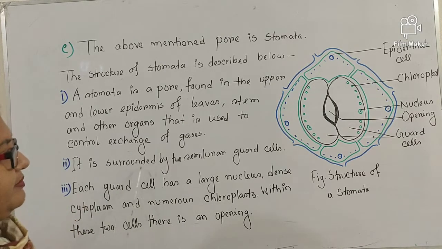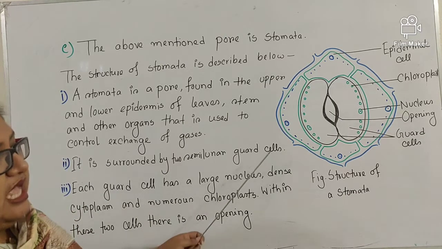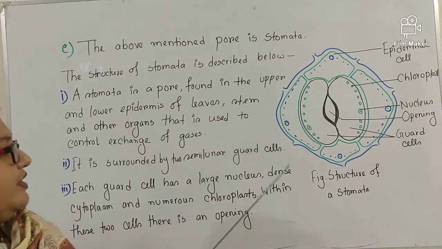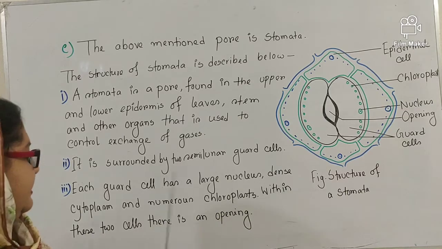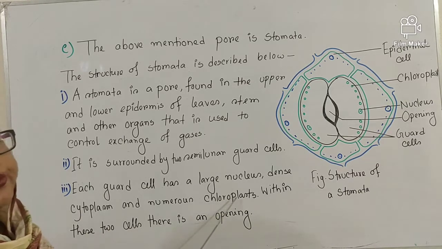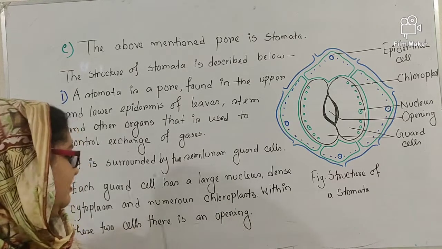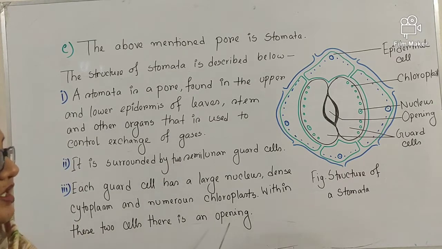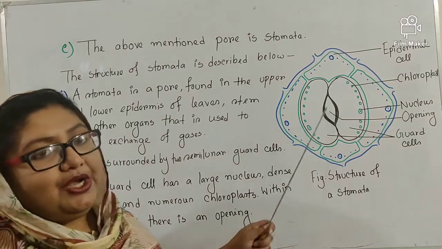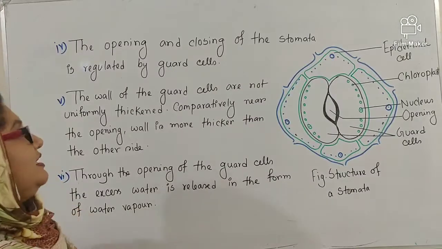Next, it is surrounded by two semilunar guard cells, as I have told you before. Next, each guard cell has a large nucleus, dense cytoplasm and numerous chloroplasts. Within the two guard cells, there is an opening. This is the opening. Point.